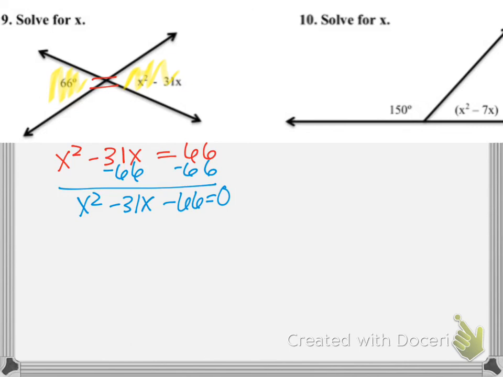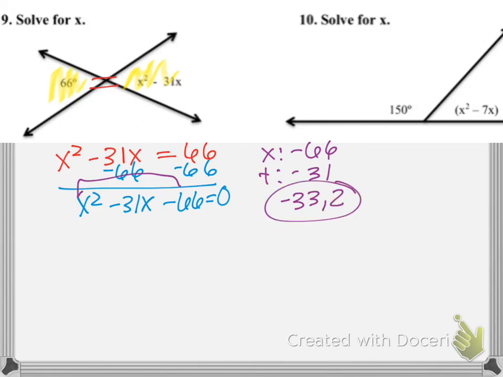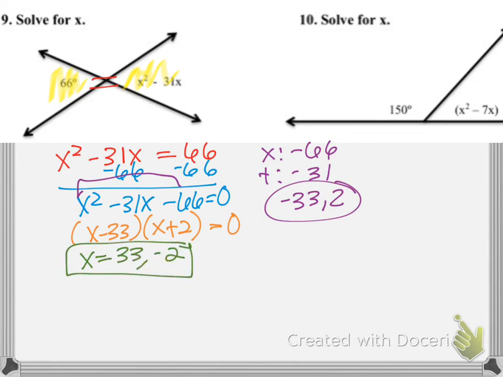Okay, and so now I multiply a times c. So what multiplies to be negative 66 and adds to be negative 31? That would be negative 33 and 2. So my factors here would be x minus 33 and x plus 2 equals 0. And so if I set those equal to 0, I would have x equals 33 and x equals negative 2.